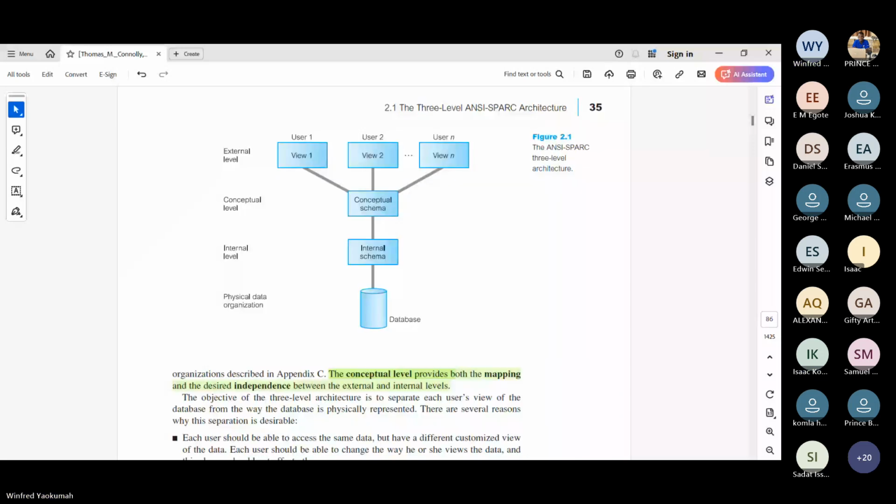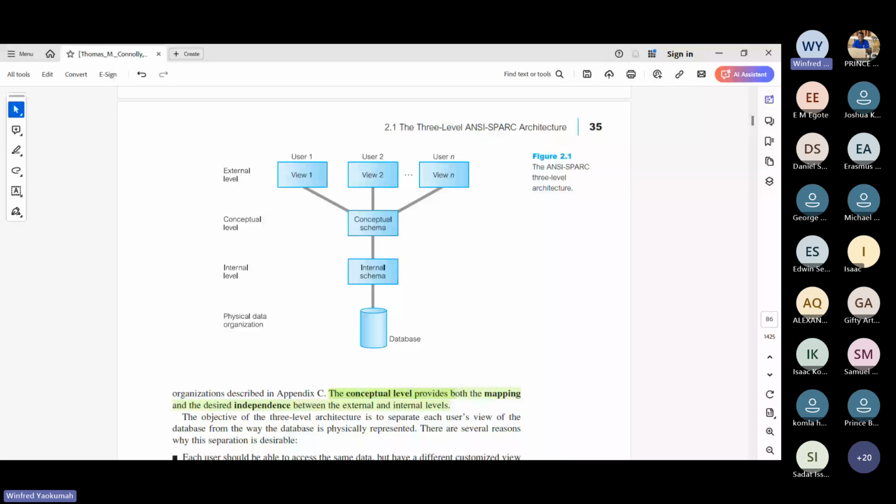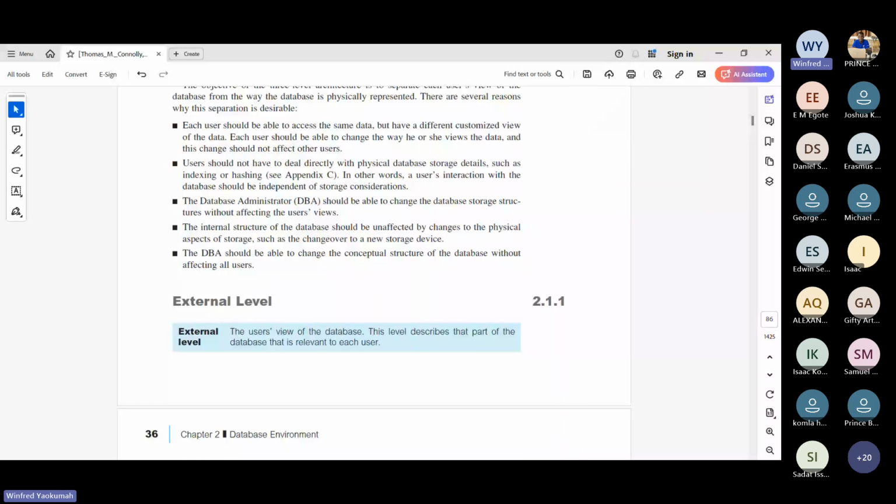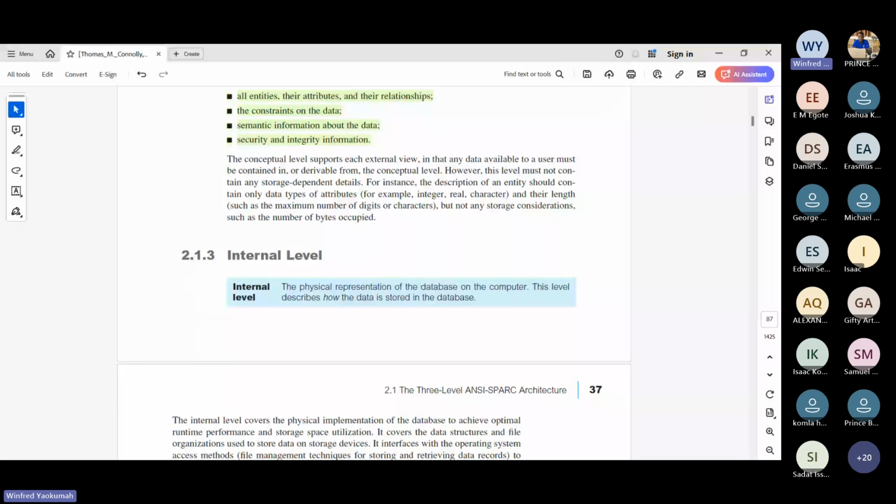Actually, yeah. Can you view the image from there? I'm showing it again. Yes, I can see it. Actually, the internal side, if you see the definition of the internal, which we have, it is the physical representation of the database on the computer, you see.